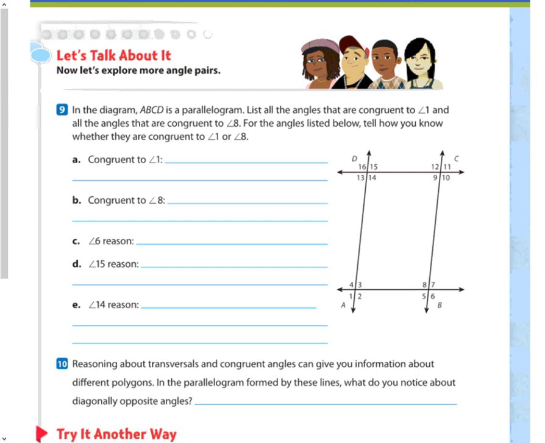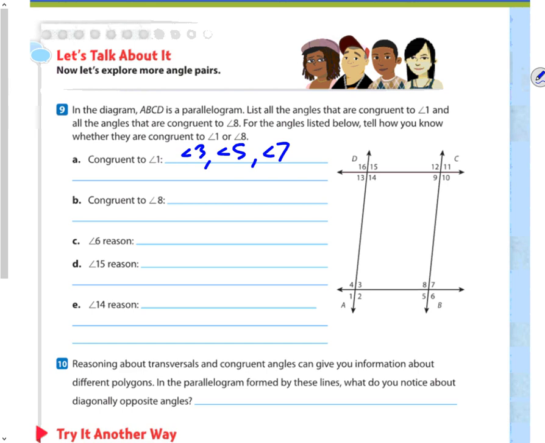List all angles that are congruent to angle 1 and all angles that are congruent to angle 8. For the angles listed below, tell how you know whether they're congruent to angle 1 or 8. So if I look at angle 1, this is a good time for you to pause it and try them. But angle 1, I would say it's congruent to angle 3 because they're vertical angles. I would say it's congruent to angle 5 because they're in the same spot. They're corresponding angles. I would say it's congruent to angle 7 because they're alternate exterior angles.